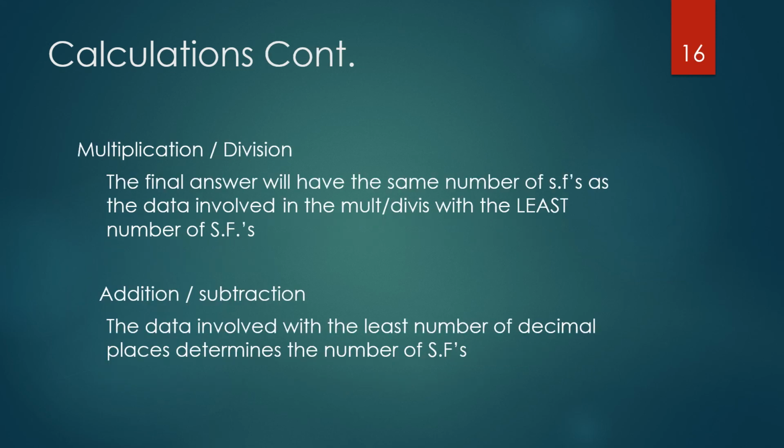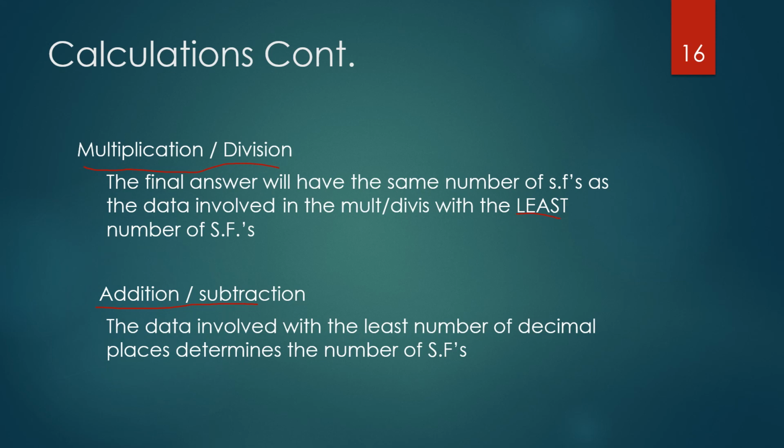So there are some rules. When you're approaching a problem, you need to first look at what type of operation you're applying. Are you doing multiplication and division? Or are you doing addition and subtraction? It is important to note which one you're doing because there's a different set of rules for each. For multiplication and division, your final answer is going to have the same number of significant figures as the data involved. And you want to pick the one with the least number of significant figures.